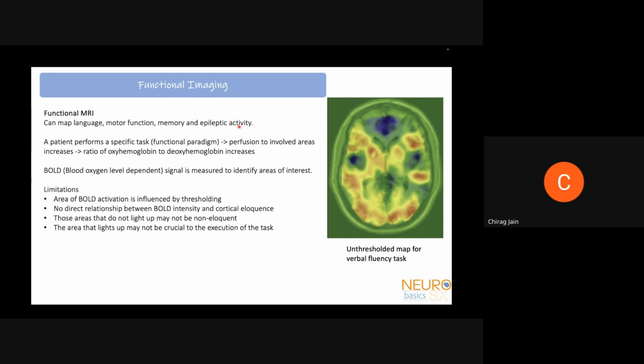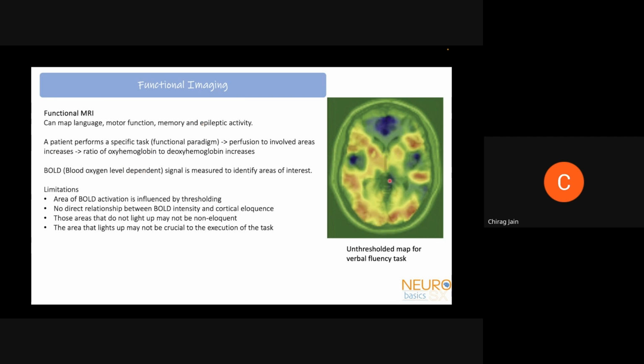So what we do with a functional MRI is the patient has to perform a particular task that is known as a functional paradigm. Because of which, whichever areas are involved in the brain, the perfusion there will increase, and the ratio of oxyhemoglobin to deoxyhemoglobin increases, creating a BOLD signal. That's a blood oxygen level dependent signal. So you can use this BOLD signal to figure out the areas of interest.